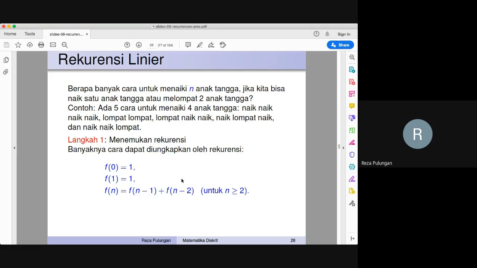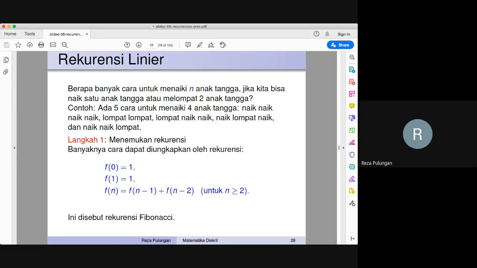Now, such a recurrence is called a linear recurrence. Why is it a linear recurrence? Because the parameter here reduces linearly. Originally it is n, this becomes n minus 1 and n minus 2. So if it is n minus something, this is what we call a linear recurrence. But if it is n divided by something, then this is no longer a linear recurrence. We usually call this a divide and conquer recurrence. So let's continue. This is called a Fibonacci recurrence.